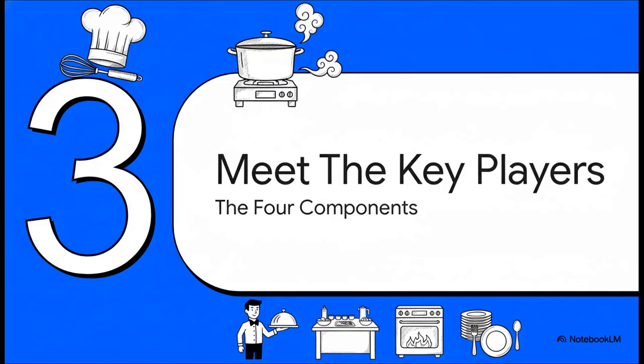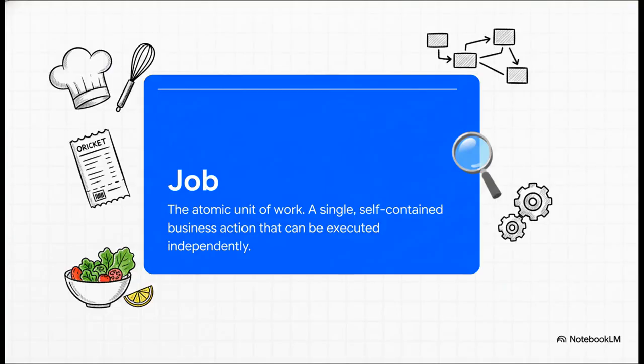Now, let's dive a little deeper and properly meet the key players. And to make this crystal clear, we're going to use an analogy that I think you'll find helpful. We're going to run a busy restaurant kitchen. It all starts with the job. This is the smallest, indivisible unit of work you can have. In our kitchen, this is the order ticket that the printer spits out. It's a single, self-contained instruction. Caesar salad, no croutons. It's specific, and it can be handled all on its own.